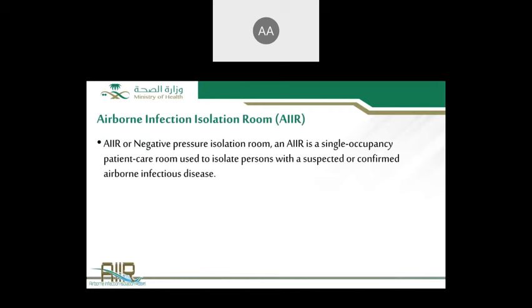The second term we have to explore is the airborne infection isolation room, or AIIR, which is also called the negative pressure room. The negative pressure isolation room, or AIIR, is a single occupancy patient care room used to isolate persons with a suspected or confirmed airborne infectious disease. In some cases, the patient will be under droplet precautions, but because of an aerosol generating procedure, we have to place them in this type of room.